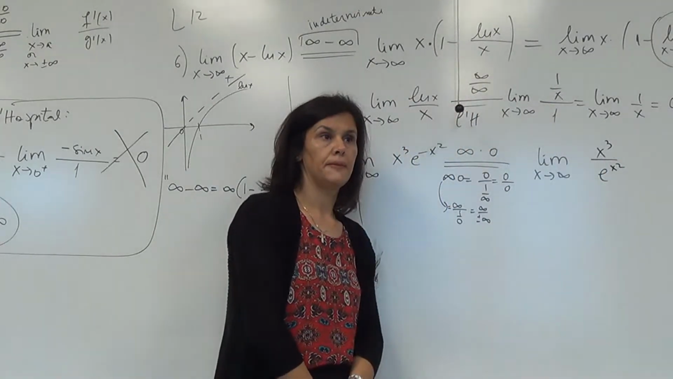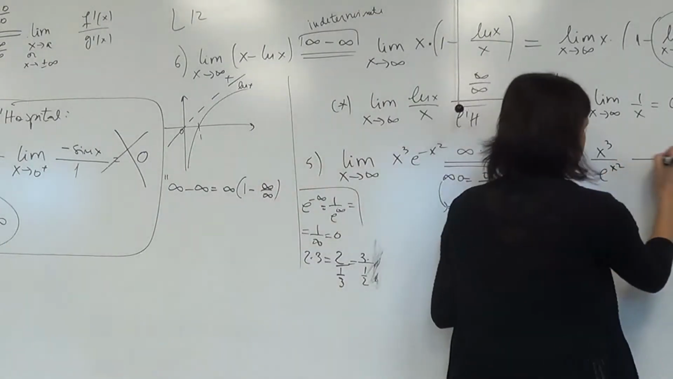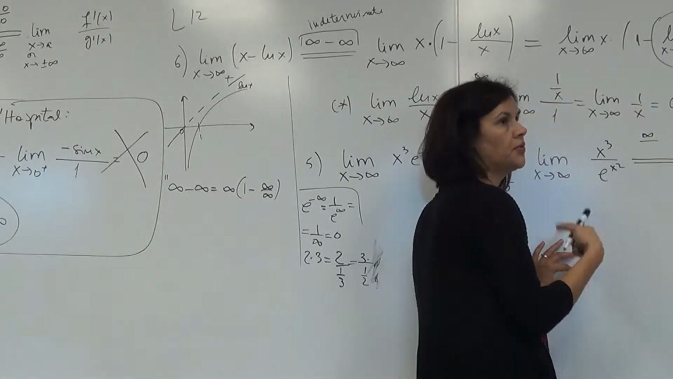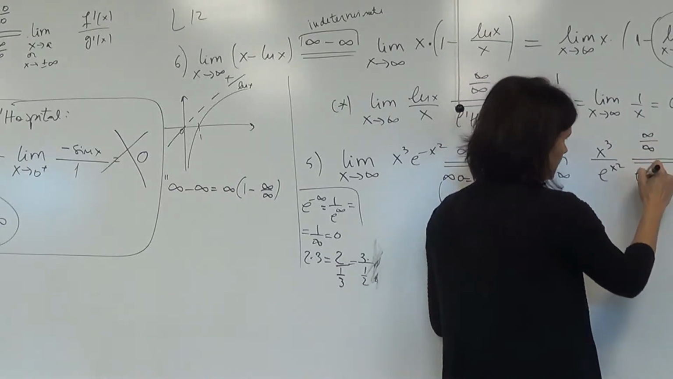So now you check the limit. This is x going to infinity: infinity over e to infinity. e is more than 1, so it will be infinity. Now it is a proper L'Hopital.